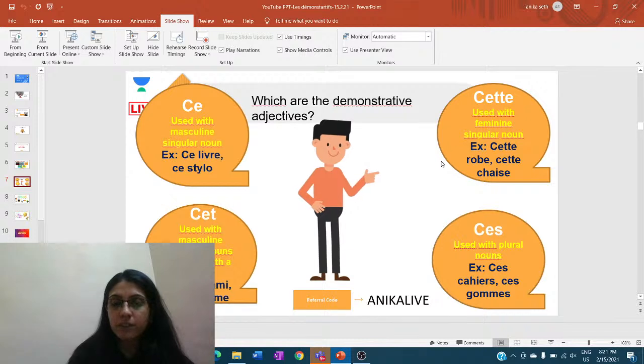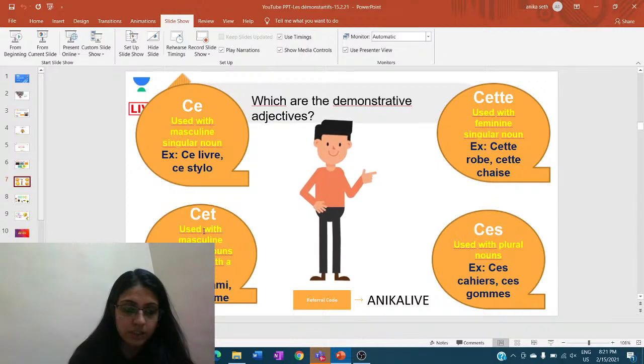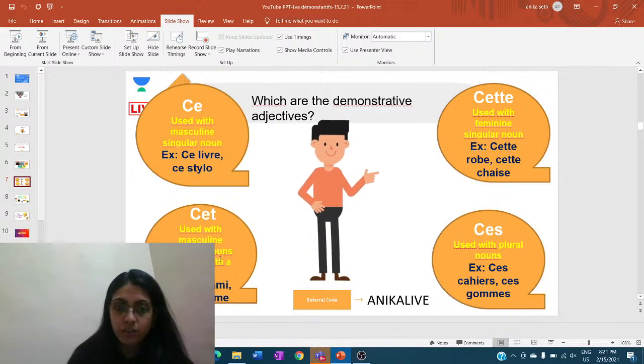Alright, so the answer is that we will use CETTE only for the feminine singular nouns which start with a vowel. Though there is a separate demonstrative adjective CET used for masculine singular nouns with a vowel, there is no separate demonstrative adjective for feminine singular nouns starting with a vowel. So we use CETTE whether the noun starts with a consonant or a vowel. Right?